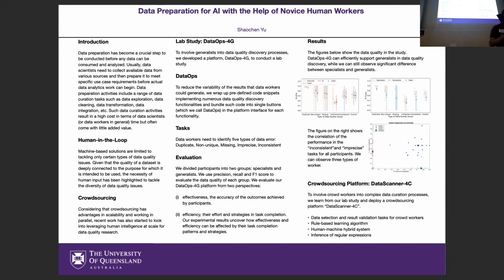And to do the evaluation, we are doing the evaluation from two perspectives. The first one is effectiveness, which is the accuracy of the outcomes, and the second is efficiency. Efficiency means their time spent, their behaviors and their strategies. We use the F measurement to do the evaluation, so we use the F1 score to represent the quality of their tagging, right?